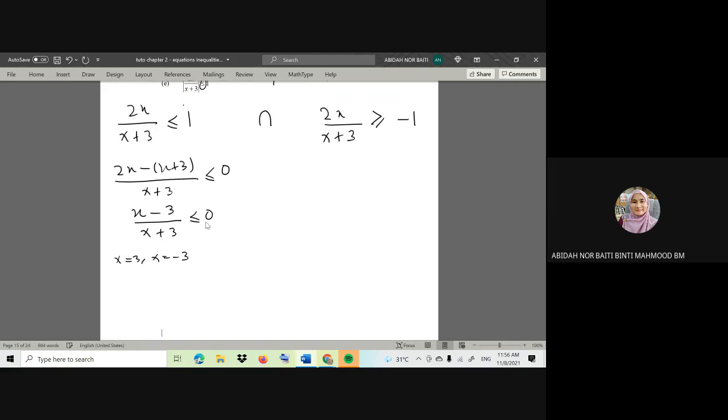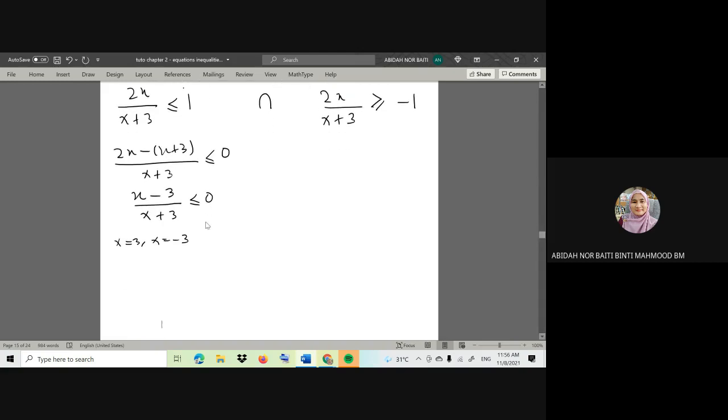So rational inequalities, we use table of sign. Okay, x minus 3, x plus 3, answer. Negative infinity, we arrange from smaller to greater, infinity. So x minus 3, the value of x is positive 3. So 3 to the right is positive, 3 to the left is negative. X plus 3, the value of x is negative 3. So to the right of negative 3 is positive, to the left of negative 3 is negative.